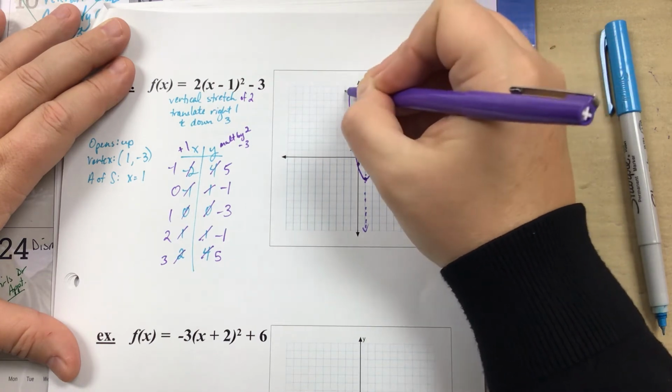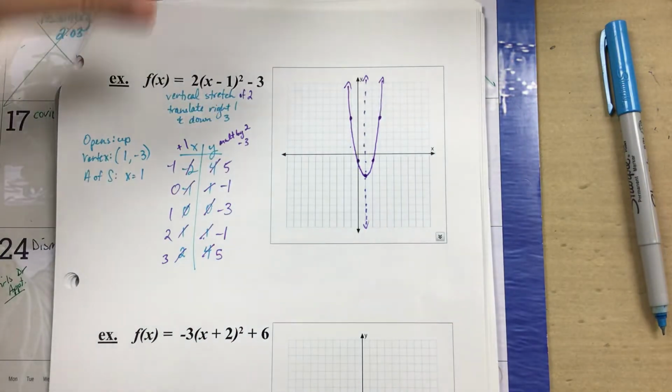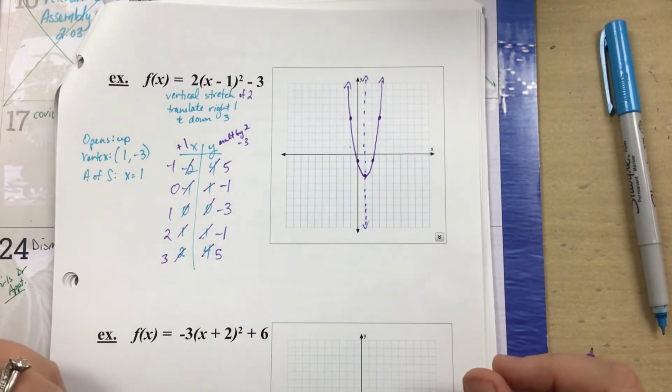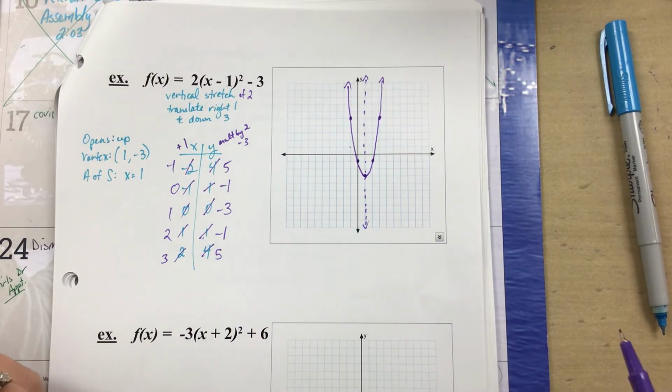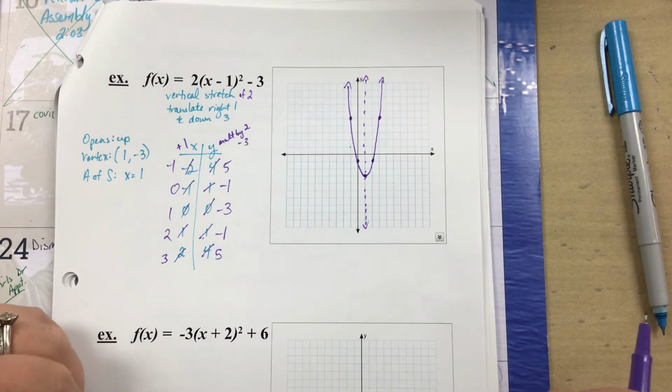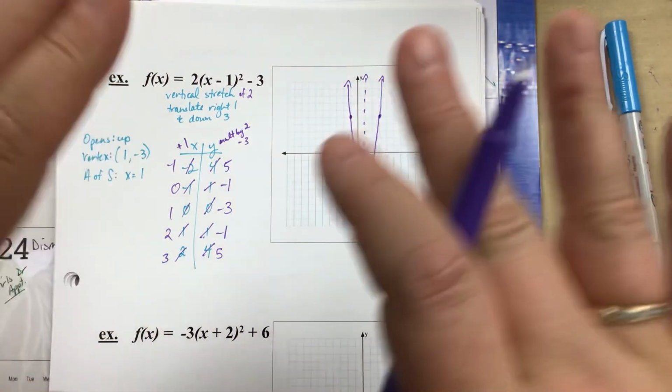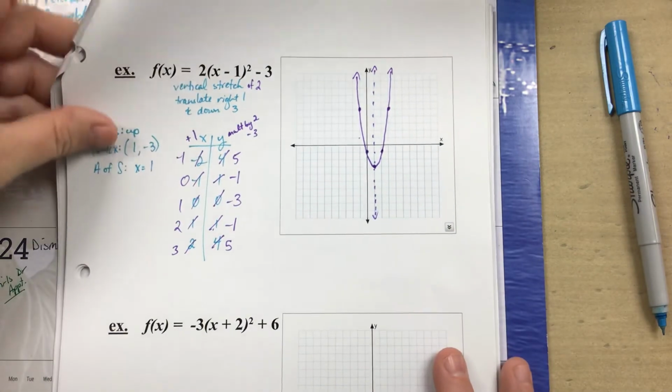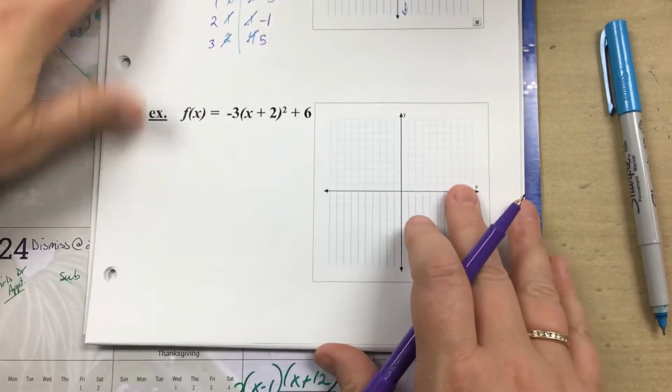So notice it's stretched. You see how it got narrower in comparison to the other ones? That's what should happen when it's a vertical stretch. If it's a vertical compress, you're going to flatten out. It's going to get wider. Okay, so the last example that I have is this one.